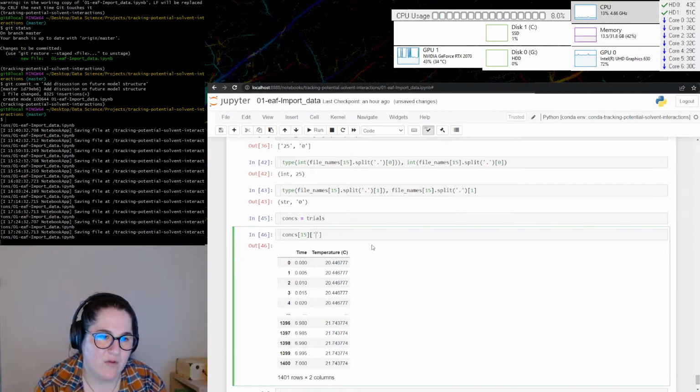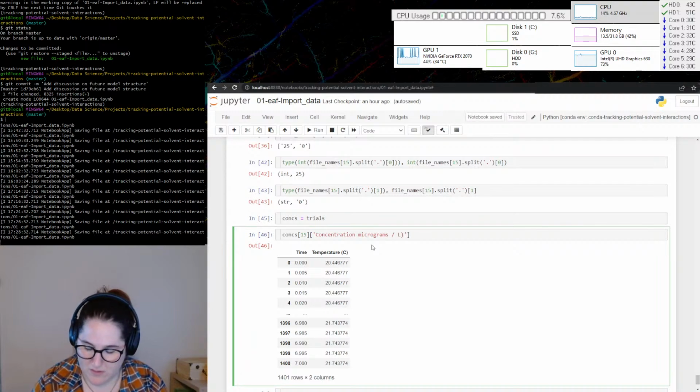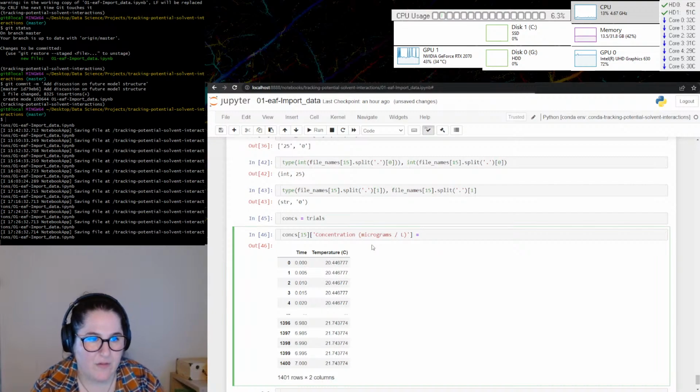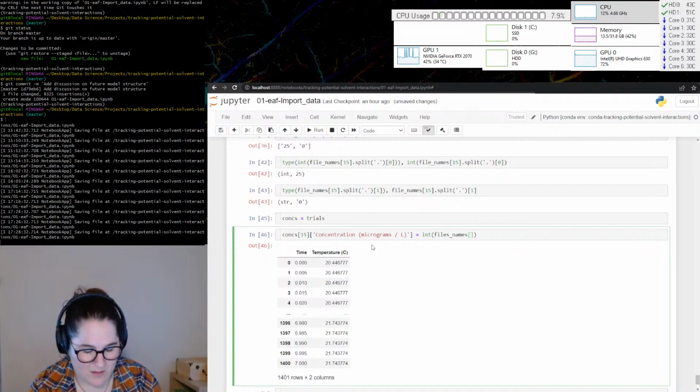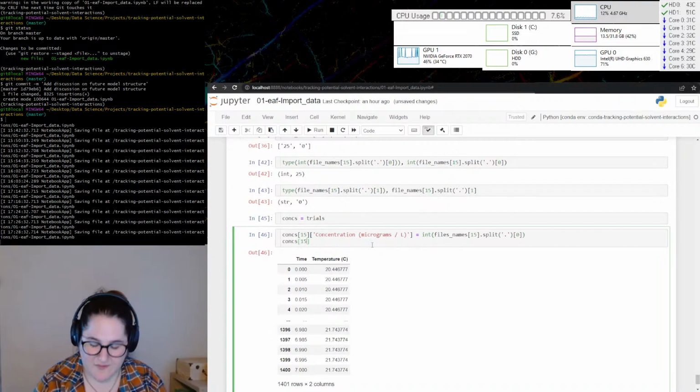In this data frame, I want a column label of concentration, and that concentration was in micrograms per liter, and I want this in this kind of type notation. I want to set this equal to int, file names 15, dot split, and I want to do this on the period, and I want to take the first value. Now, let's see what conx 15 looks like after we do that.